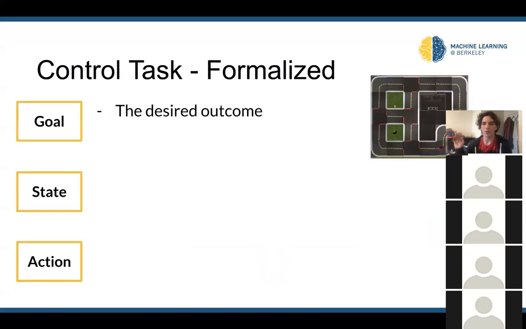Okay, so let's formalize control theory. What are the components? I'm going to split this up into three things: a goal, a state, and an action. A goal is going to be our desired outcome. So let's say in the case of our task, which is driving a car around this map, what would a goal be? What information would you have to convey the goal? What would be the numbers?